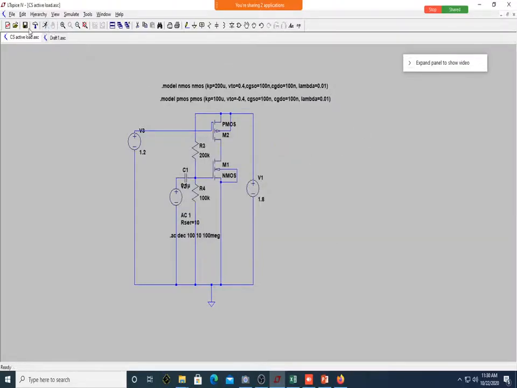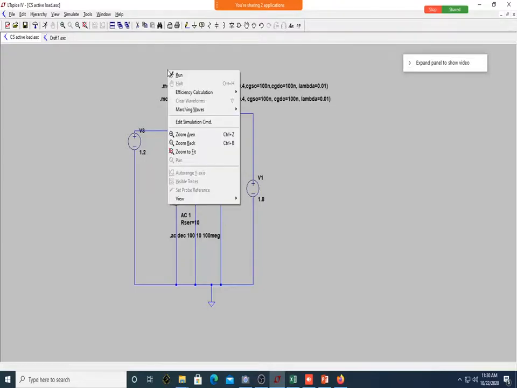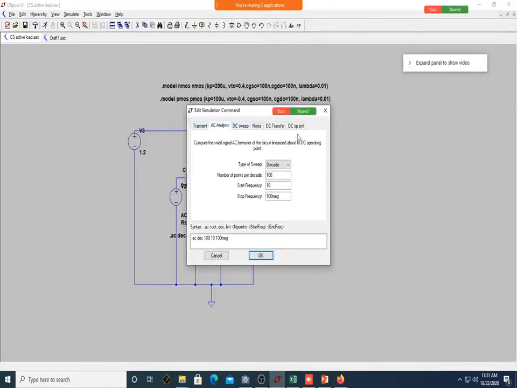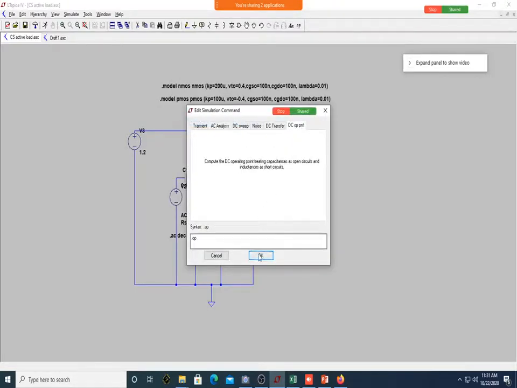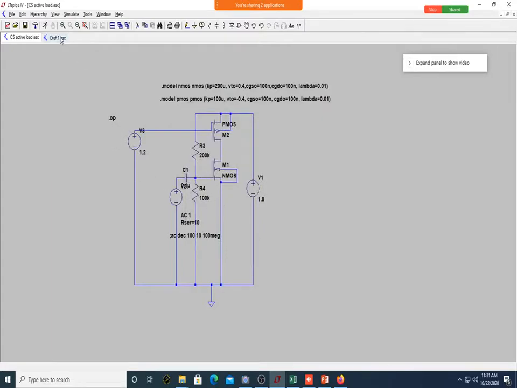Okay. Save. Shall I run now? Let me do .op. Where is .op? How do I do .op? Simulation command, operating point. What will this give, Deepika? What does .op give you? All DC voltages and currents, correct? Yes. How much is the current expected?